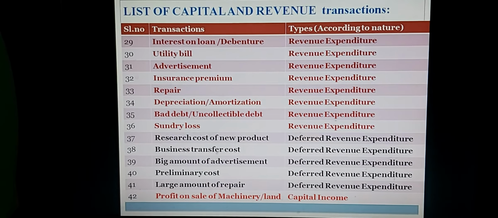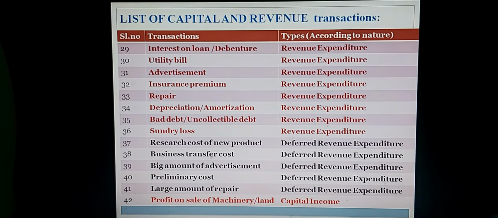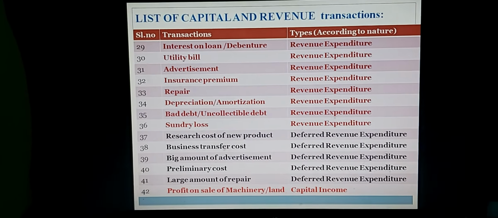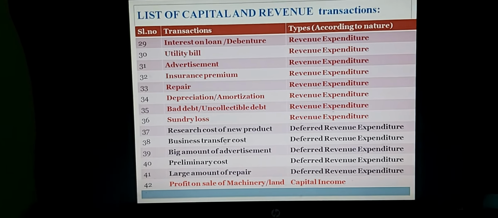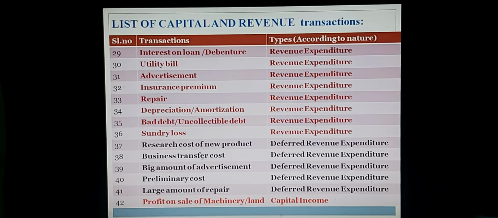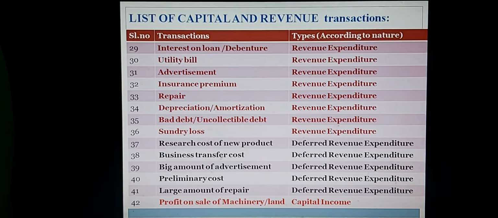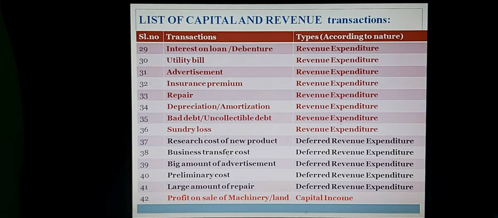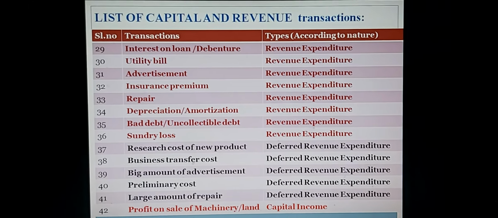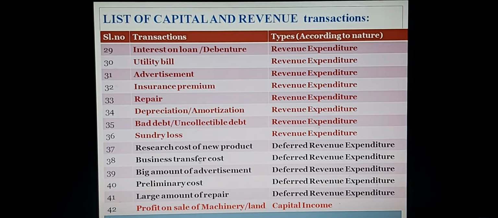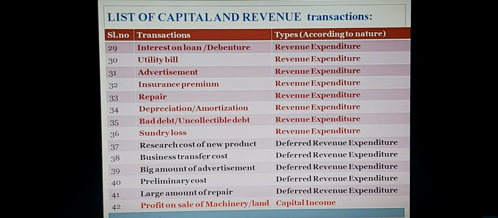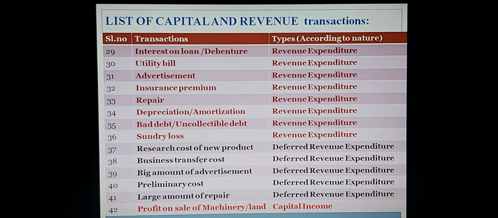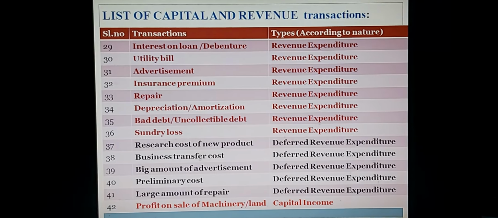Okay, you can go to the last phase, the list of capital and revenue transactions, for identifying what type of expenditure or what type of transaction it is according to nature. 29. Interest on loan or debenture. Loan or debenture is one kind of long-term liability or long-term receipt. Loan or debenture is related to capital received, but its interest is always a regular item paid by the business to the creditors. So interest on loan or debenture is revenue expenditure.